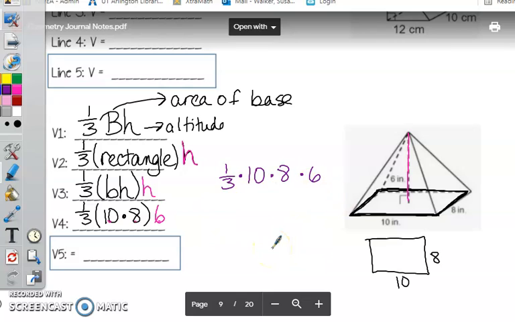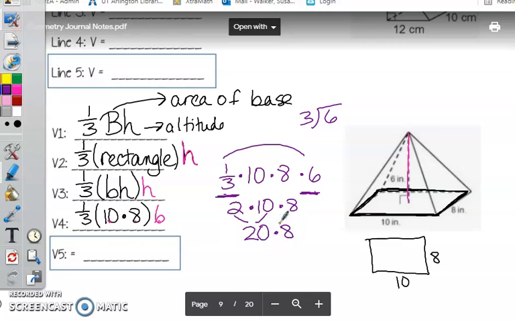I would do 1/3 of 6. So hopefully you remember 1/3 of 6 is basically 6 divided by 3. 1/3 of 6 is 2 times 10 times 8. 2 times 10, 20 times 8, which is 160. Okay, so we have 160. Our units are inches, and it will be cubed.